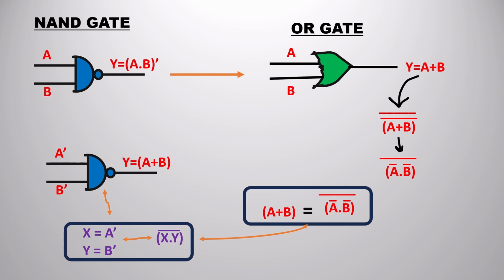If you observe clearly, that is the NAND gate. A bar is one input, B bar is one input, and we have A dot B. Suppose you take A bar as X and B bar as Y, then that is X dot Y whole bar. Simply, you can observe that X dot Y whole bar is one of the NAND gates. So we are going to apply X and Y, that is A bar and B bar, as inputs for the OR gate implementation using the NAND gate.